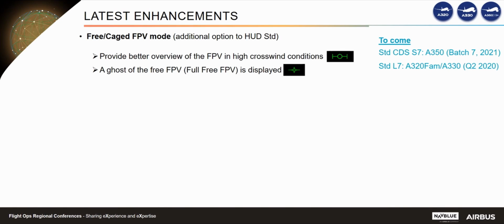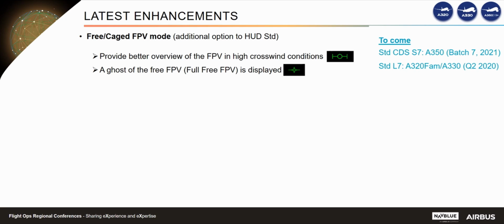The crosswind mode display has been enhanced to introduce the concept of the free cage FPV mode symbol. This optional symbology was developed based on the feedback from HUD users as the FPV sensitivity in high crosswind condition was found too high. With this display mode, the FPV has a new shape, wingtips and no tail, and is locked on the heading on the lateral axis.